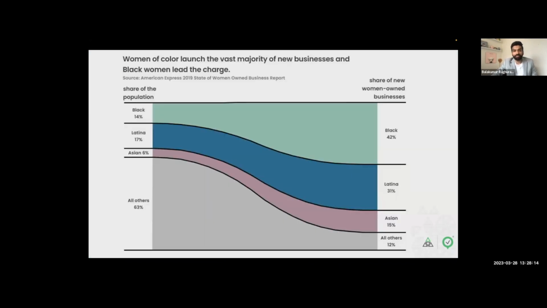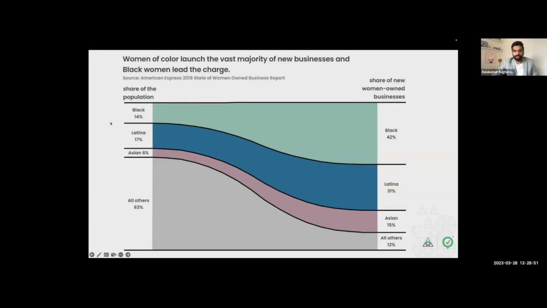And this is, again, not Arrivalist, but this is from Stephanie Evergreen. She made what is called a proportion chart. And I love this for a few reasons, right? What you're seeing on the screen is, on the left, the share of population by demographic. On the right is the share of women-owned businesses by the same demographics. So even though there's a 14% African-American population, you can see that jumping up to 42%. And the headline says, women of color launch the vast majority of new businesses and Black women lead the charge, right?